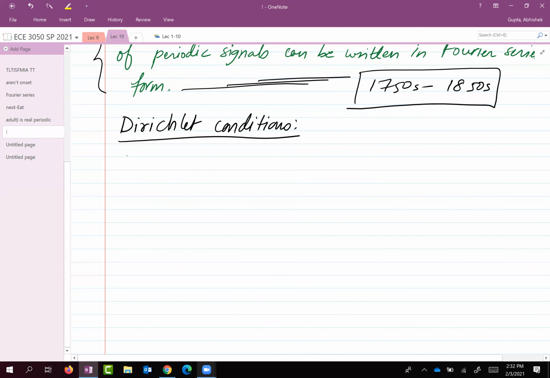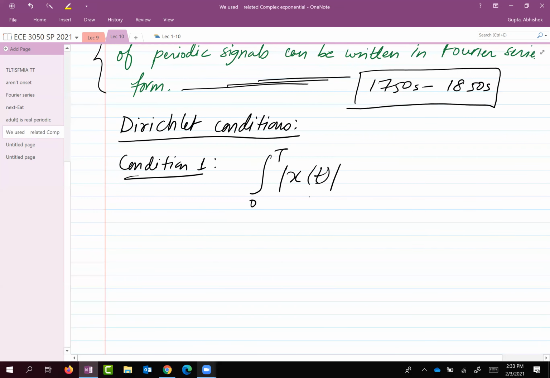The first condition is that if you take the integral of the absolute value of x of t from 0 to capital T, dt, this has to be less than infinity. So it has to be finite.